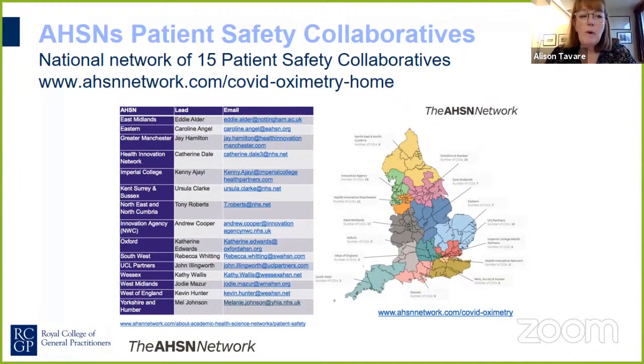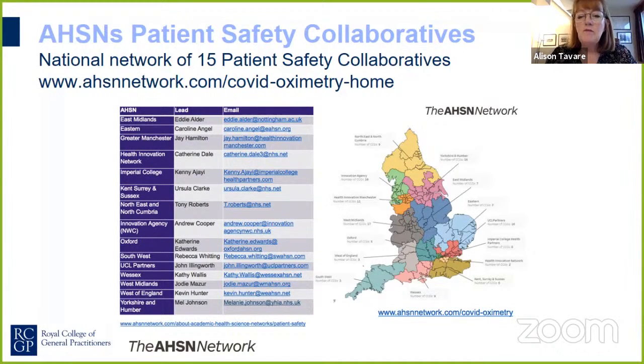Many of you may not be aware of the AHSNs, the Academic Health Science Network, but there are 15 of them spread across England, and each of them have a patient safety collaborative. And part of the National Commission was to support the implementation of evidence-based practice in health and social care, and particularly identifying and supporting the management of a deteriorating patient.